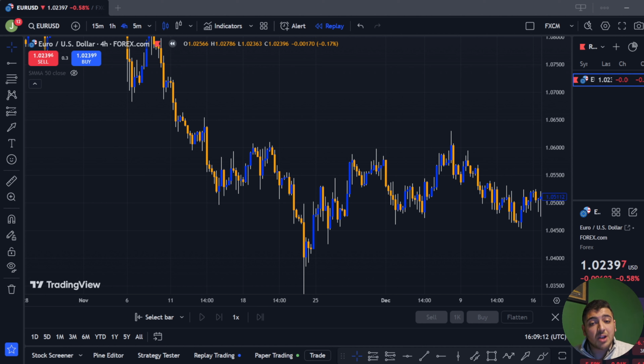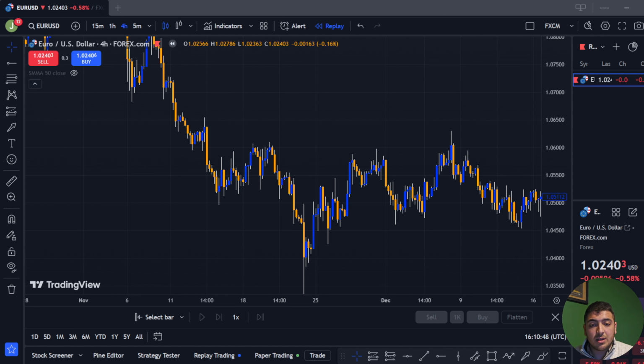A standard lot is 100,000 units of the base currency. The base currency is the first currency in a pair. So in Euro USD, the base currency is Euro. So 100,000 euros would be a standard lot. A mini lot is 10,000 units, which is 10,000 euros in Euro USD. And a micro lot is 1,000 units. So for example, if you're trading Euro USD on one standard lot, you're trading with 100,000 euros as capital. However, don't panic. Due to leverage, which is what I explained in the previous video, you don't need 100,000 euros in your portfolio to trade with one standard lot.